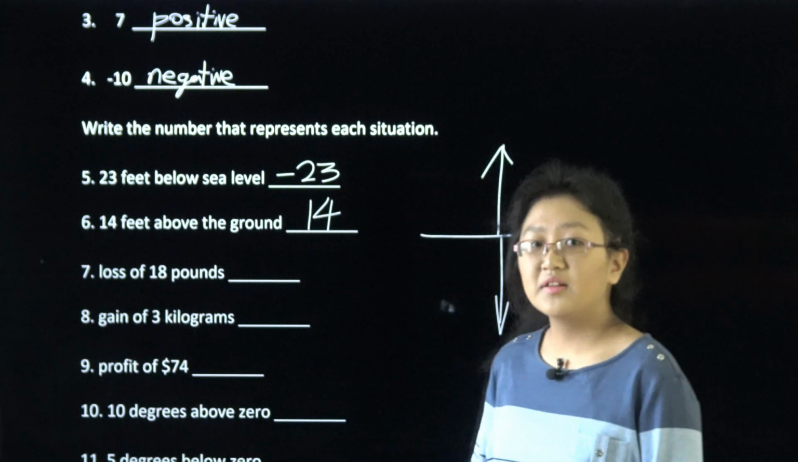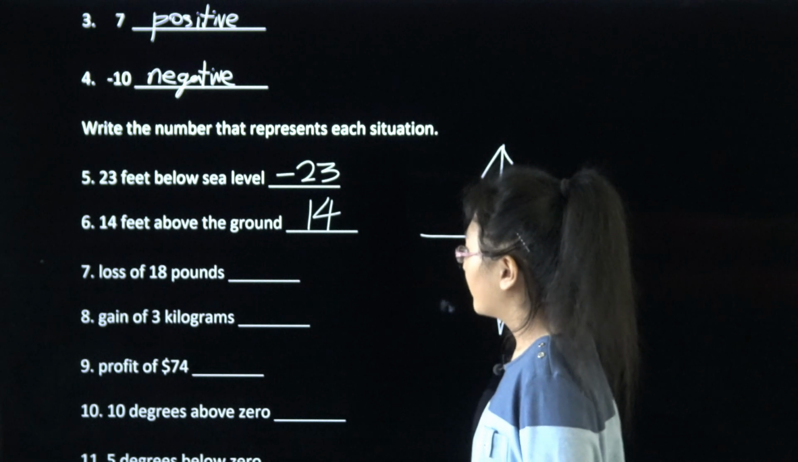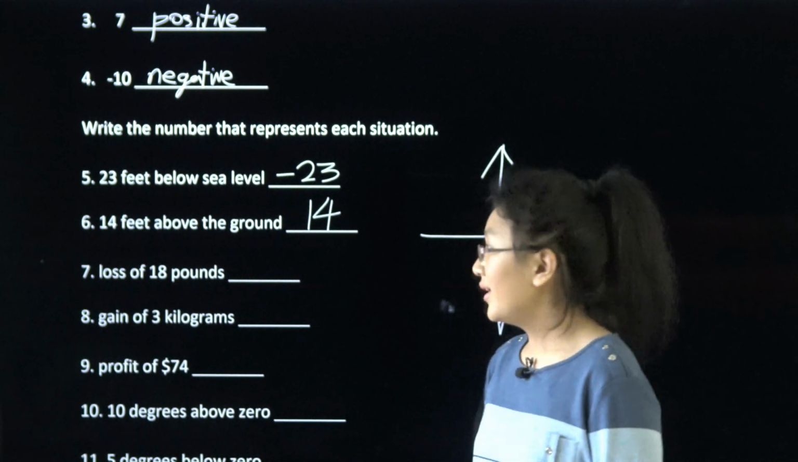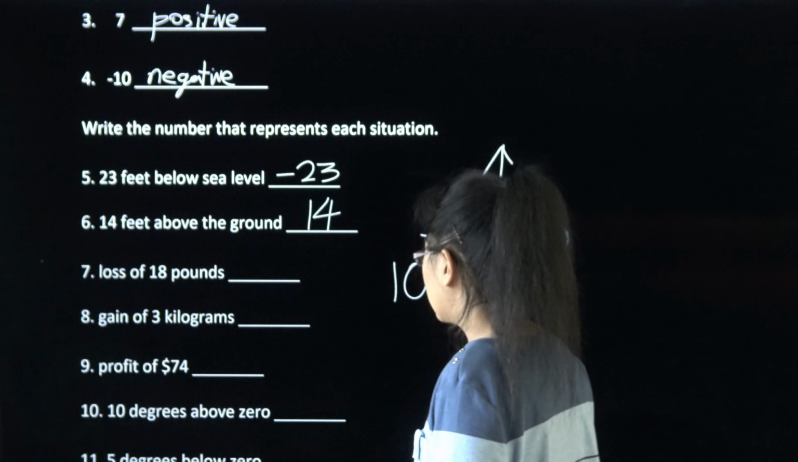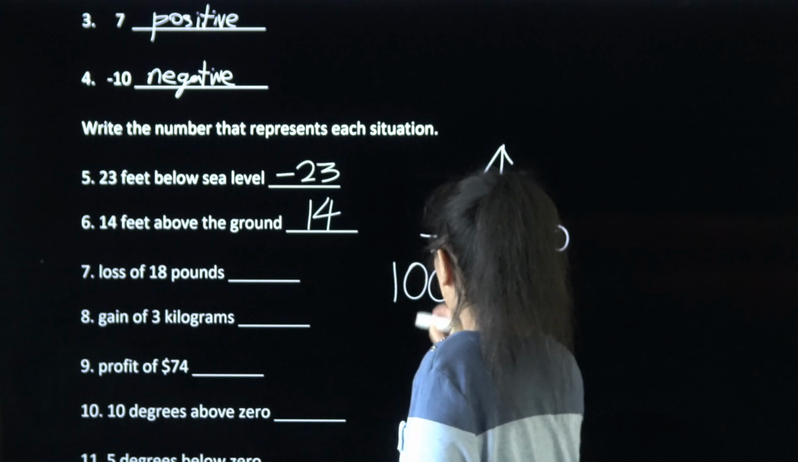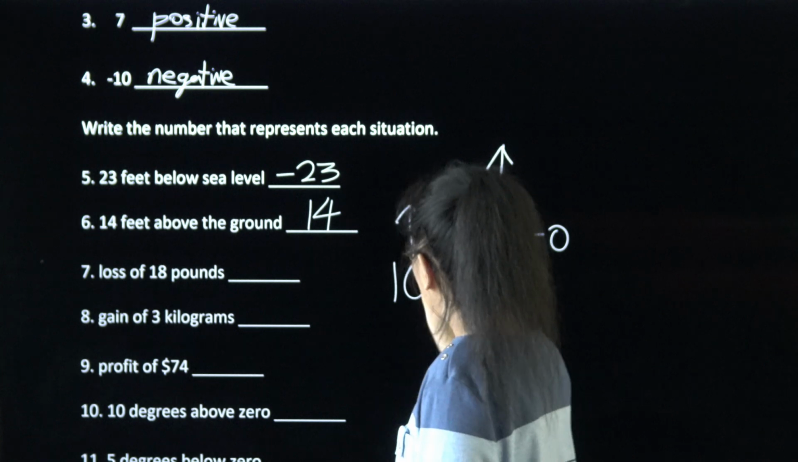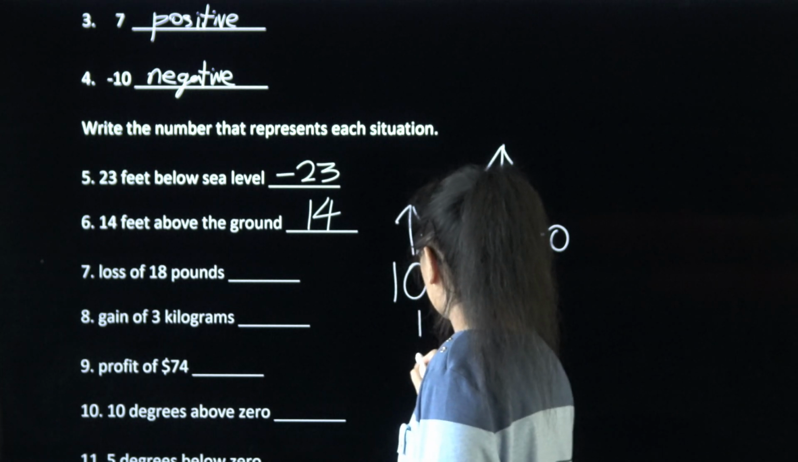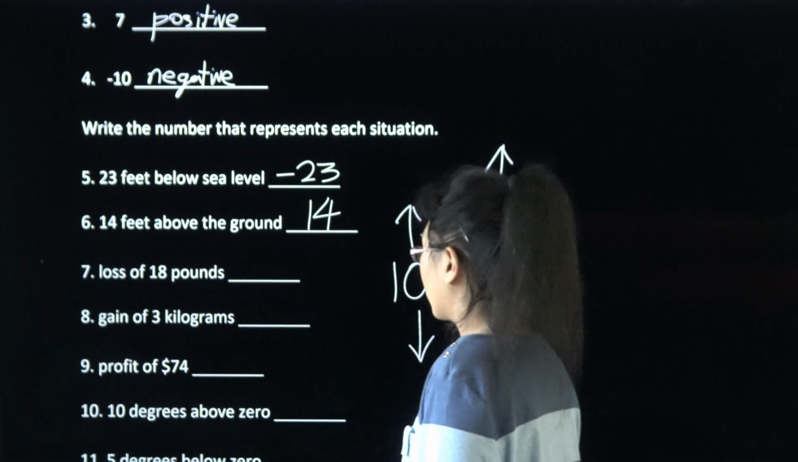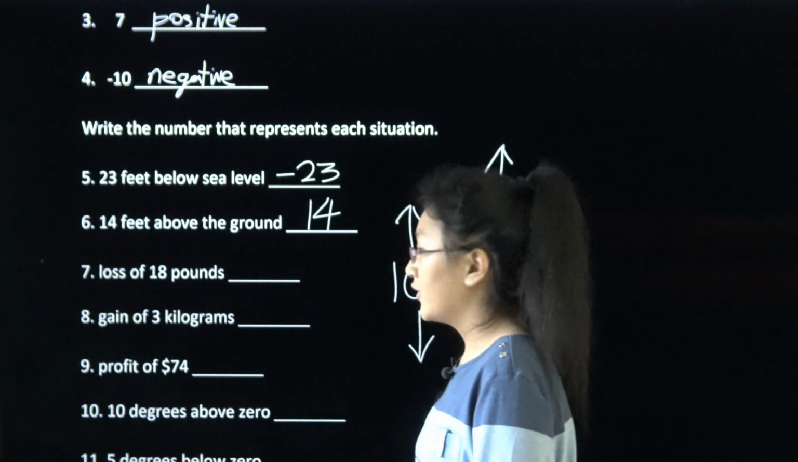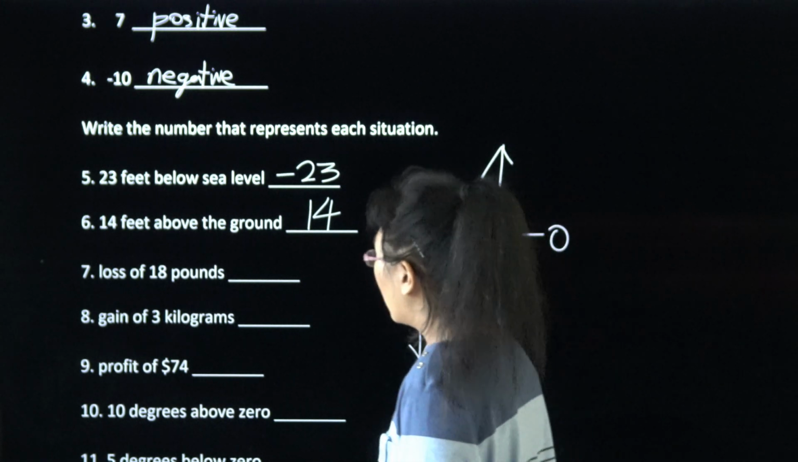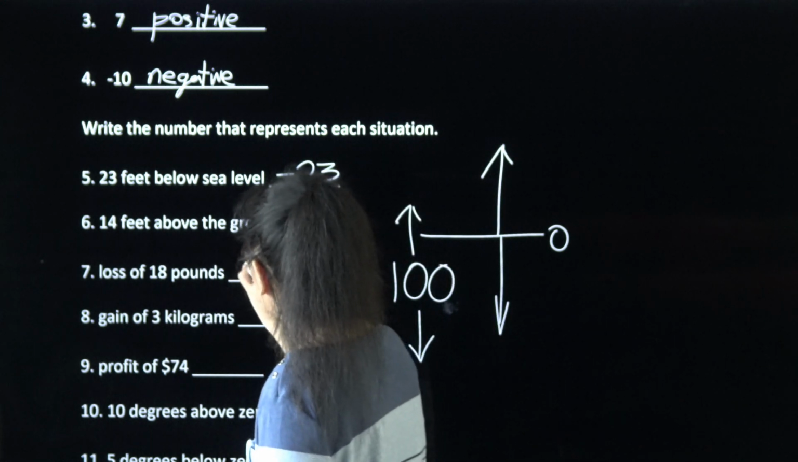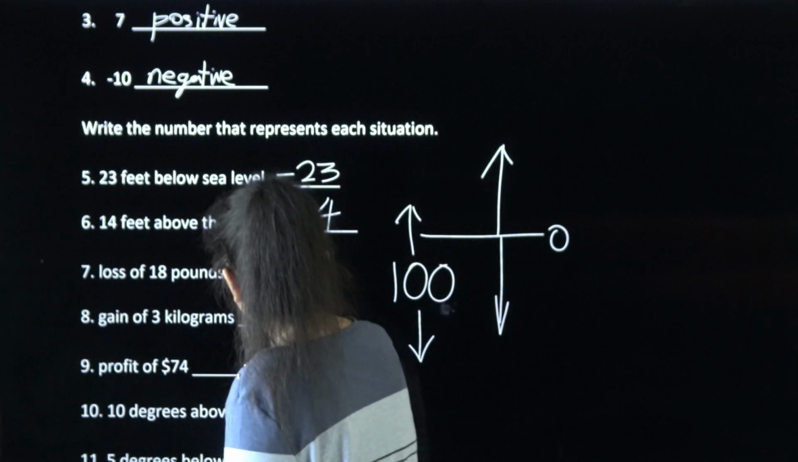7. Loss of 18 pounds. Let's say that you weighed 100 pounds and you lose 18 of them. Would your number be going away from 0 or would it be going down towards 0? If you lose 18 pounds, the number goes down, right? So loss of 18 pounds would be negative 18.